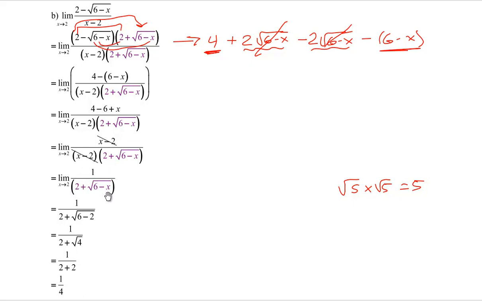If I put 2 in place of x, so there's my 2 right there. 6 minus 2 is 4. And so the root of 4 is 2. 2 plus 2 is 4, so the limit is a quarter.